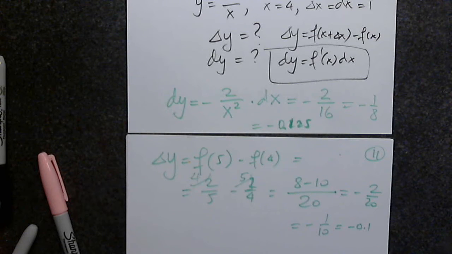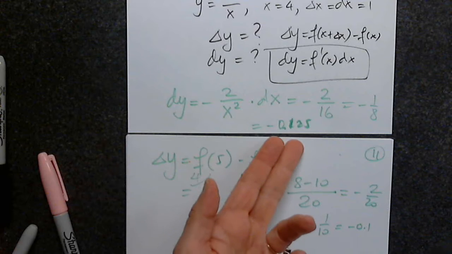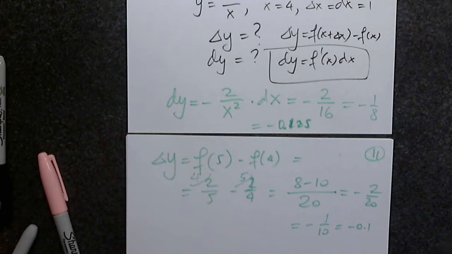And this was a friendly function, but it could have been much worse. x could have been 0.001, and that would have been even messier to get the answer. So this is always what we prefer. This is way more work.